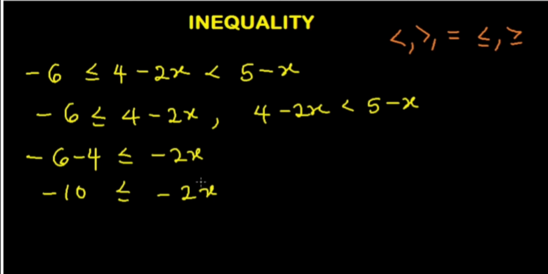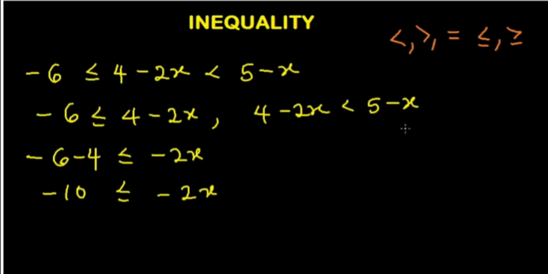Now in this case, most students, I know what you are thinking, is that you want to cancel minus on both sides. No, you don't do that. This is an inequality sign. Some people say cancel minus on both sides, or divide both sides by 2. No, you have gotten it wrong that way. Inequality is not equals to. So if minus 10 is less than or equal to minus 2x, it means that 10 will be greater than or equal to 2x.